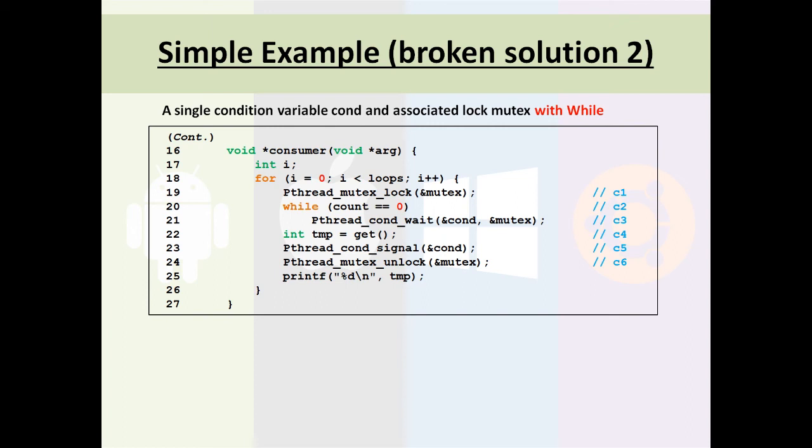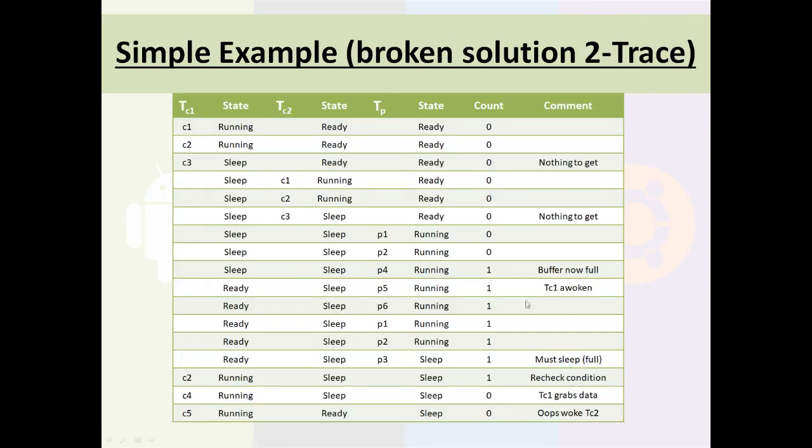However, this code, like I said, still has a bug, and it's the second of the two problems mentioned a couple of slides ago. So let's have a look at that second bug, and we'll do that with another trace. The second problem occurs when two consumers run first.